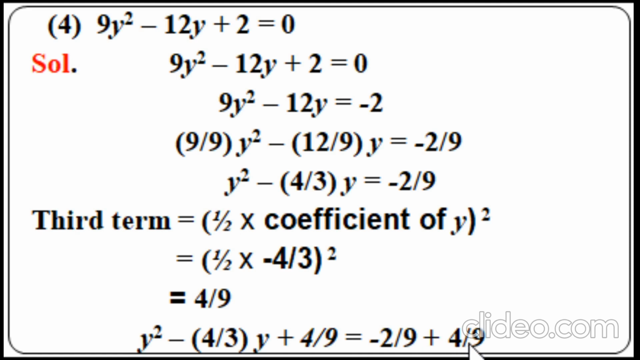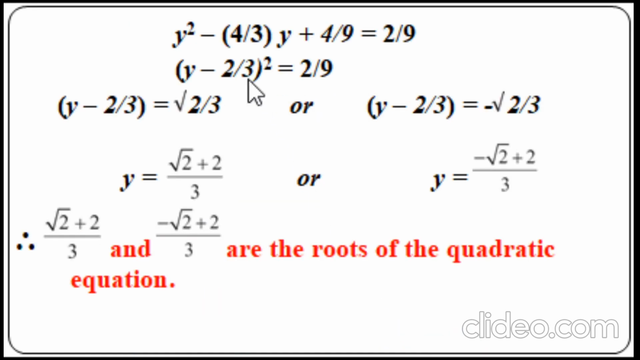Here denominators are equal, therefore we can add the numerators. So 4 minus 2 is equal to 2. Equation is y square minus 4 upon 3 y plus 4 upon 9 is equal to 2 upon 9. Then this can be written as y minus 2 upon 3 the whole square is equal to 2 upon 9. By taking square root we get y minus 2 upon 3 is equal to root 2 upon 3, or y minus 2 upon 3 is equal to minus root 2 upon 3. So by solving this, denominators are equal, therefore y is equal to root 2 plus 2 upon 3, or y is equal to minus root 2 plus 2 upon 3.